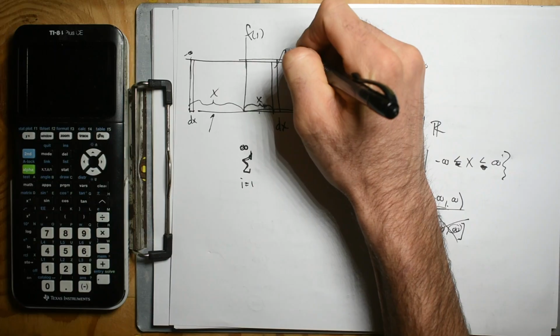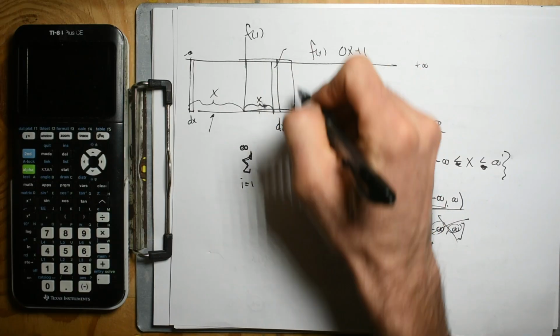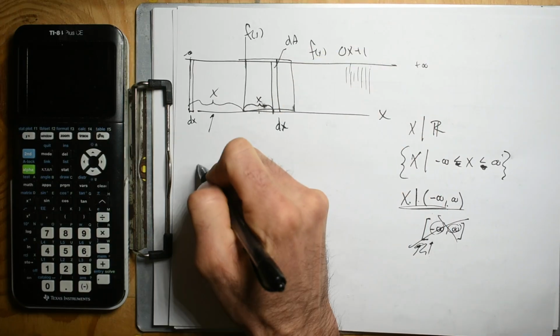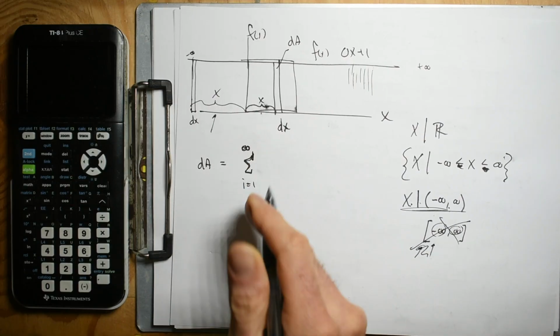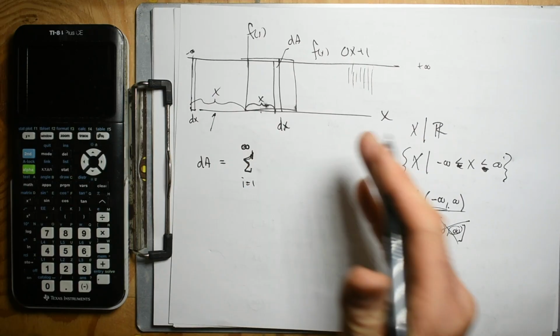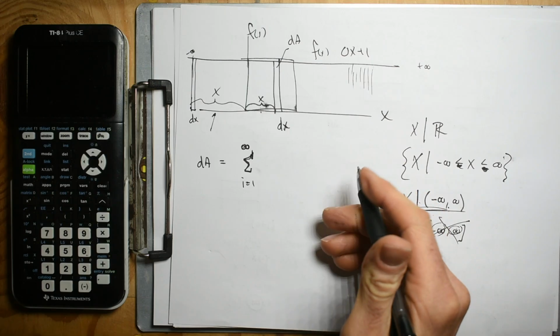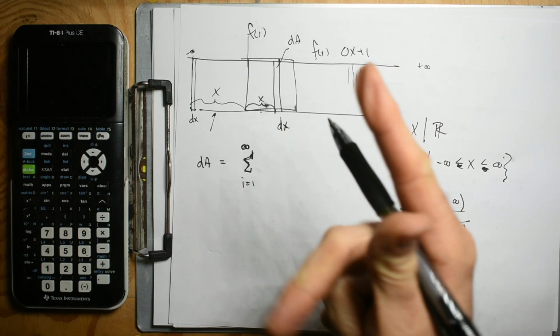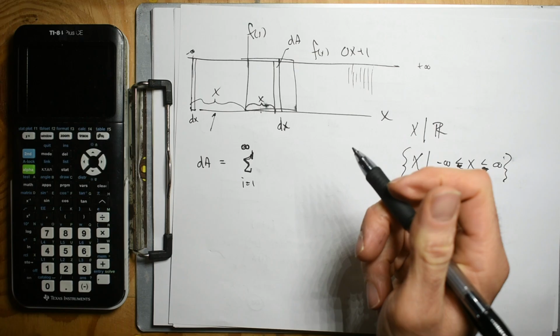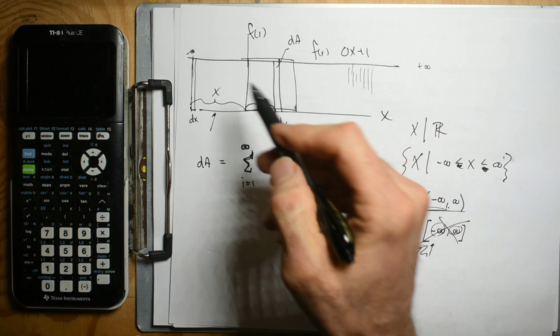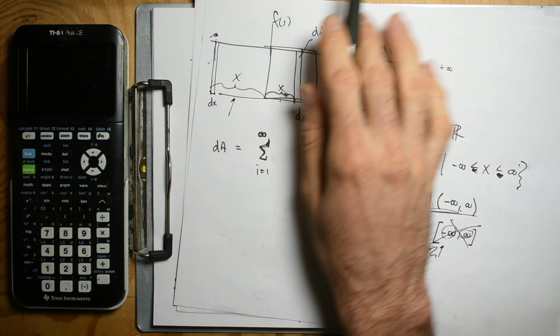And we want the area of this slice. Essentially, we're going to call it dA, where dA is going to be summing. Well, no, dA is just one of the slices. I want the, what do I want? I want the area of this whole thing.